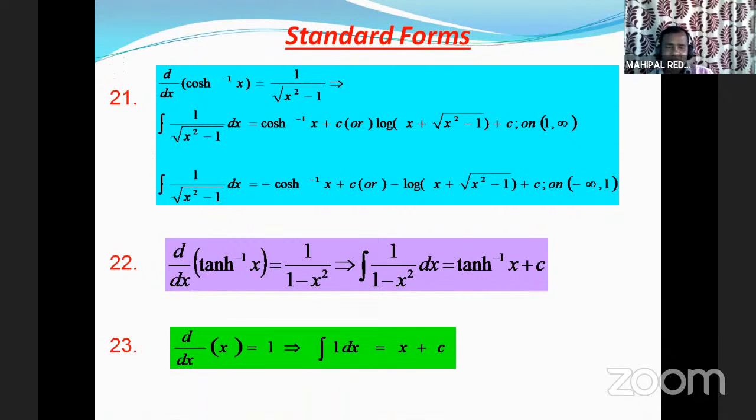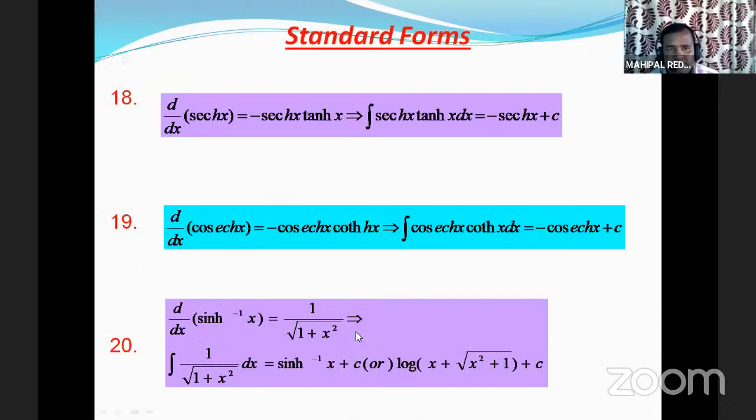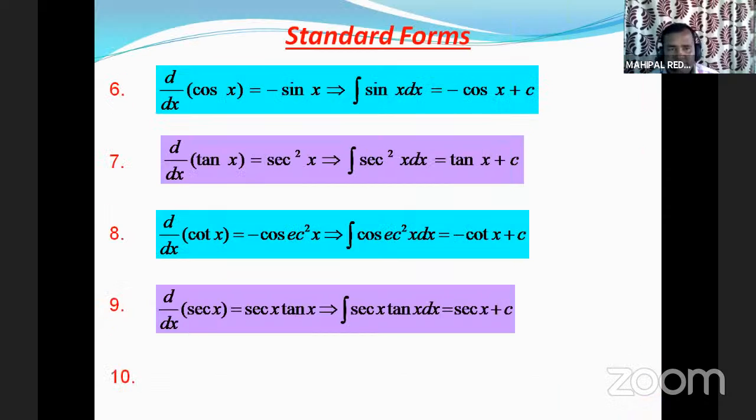And one more, the last, 23rd: the derivative of x with respect to x equals 1. That implies the integration of 1 with respect to the variable x equals x plus c. The integration of 1 dx equals x plus c. So children, we have already learned all these formulas. Look at them one more time.